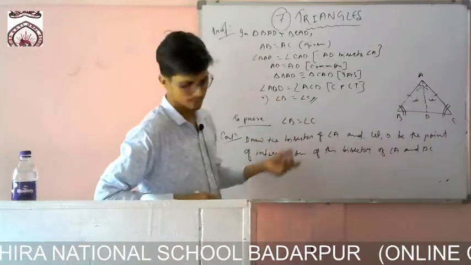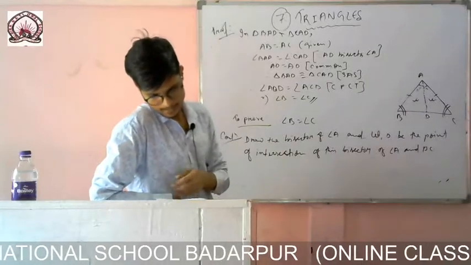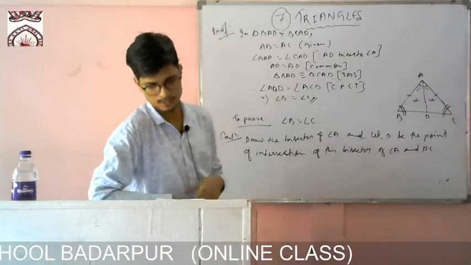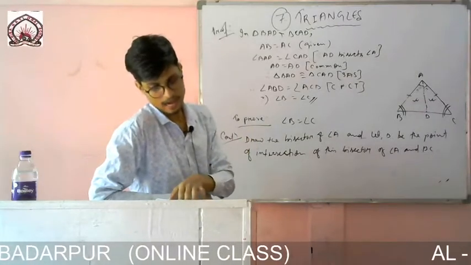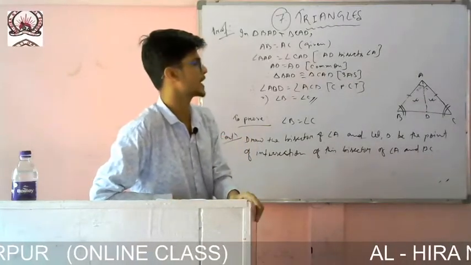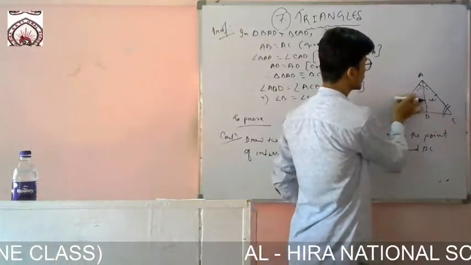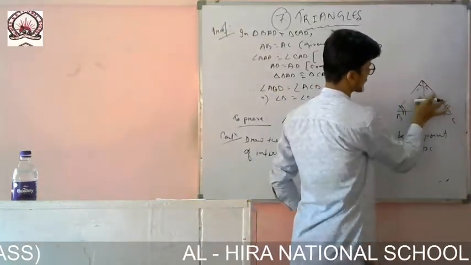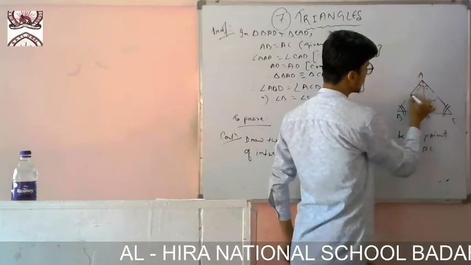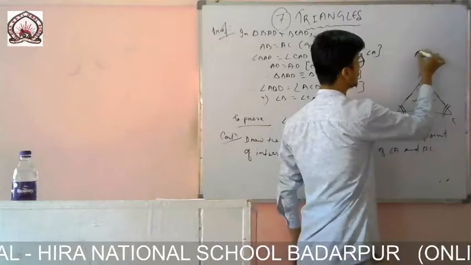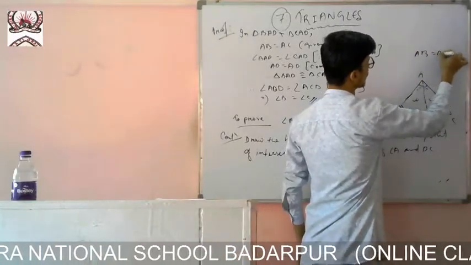Now you see one thing, the next theorem, it is 7.3. You see the same question given, just here it changes like this: the sides opposite to equal angles of a triangle are equal. So now you are to prove that these two sides are equal if these angles are equal. So now you are to prove that AB is equal to AC.